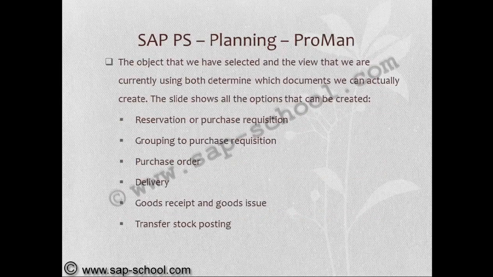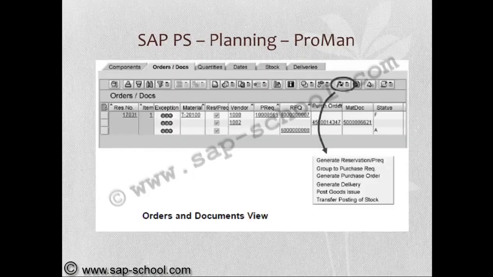The object we have selected and the view that we are currently using both determine which documents we can actually create. The slide shows all the options that we can create, like reservation or purchase requisition, grouping to purchase requisition, purchase order, delivery, goods receipt and goods issue, transfer, stock postings. So here we can see what actions we can perform from here: generate the reservation, purchase requisition, group to purchase requisition, and others.